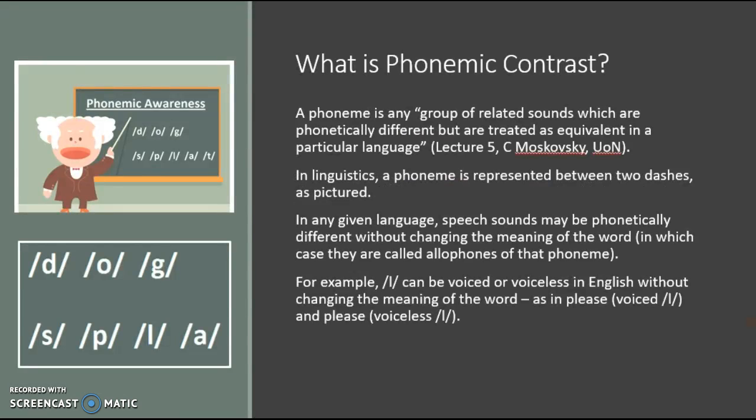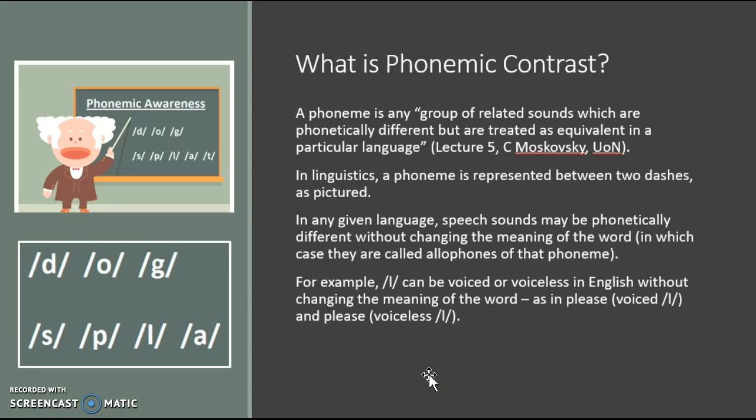Right. What is phonemic contrast? A phoneme is any group of related sounds which are phonetically different but are treated as equivalent in a particular language, and that's from Lecture 5 of this course. In linguistics, a phoneme is represented between two dashes as pictured here. In any given language, speech sounds may be phonetically different without changing the meaning of the word, in which case they are called allophones of that phoneme.